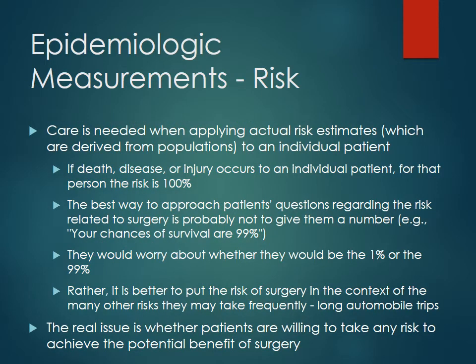So it's important to take care when you're applying actual risk estimates, which are derived from populations, to an individual patient, right? Because that's always going to be the question you're trying to answer. Your patient's like, well, what's my chance? What's my prognosis? What's the likelihood that I'm going to survive this? Keep in mind that if death, disease or injury occurs in an individual patient, for that person the risk is automatically 100%. So you want to take care when you're describing these chances to someone.